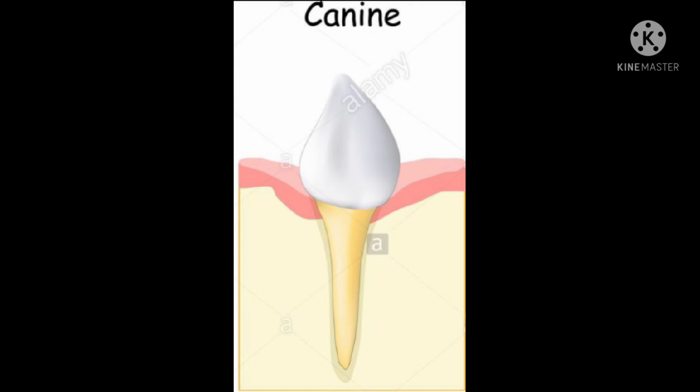Now let's discuss about the second type, canines. The picture you are seeing here is the canine. Canines are sharp teeth and are present next to the incisors. They help in tearing food. There are 2 canines in each jaw. Totally, there are 4 canines. Carnivores have sharp and well-developed canines for killing, ripping and tearing the flesh of their prey.